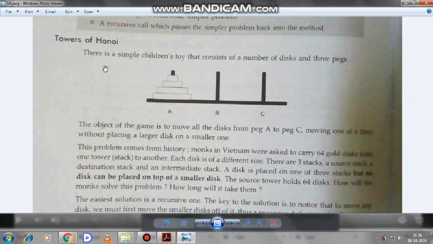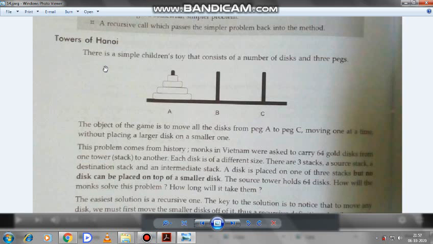Good morning, students. As you already know, we are doing this chapter on recursion, and we have done a few things about it. Now this is an important and obviously interesting example in recursion, which is known as Tower of Hanoi.